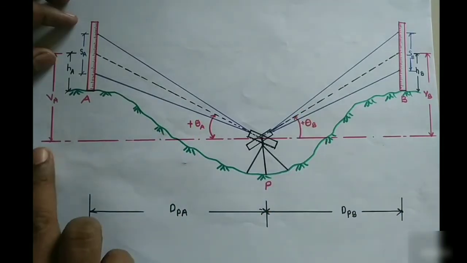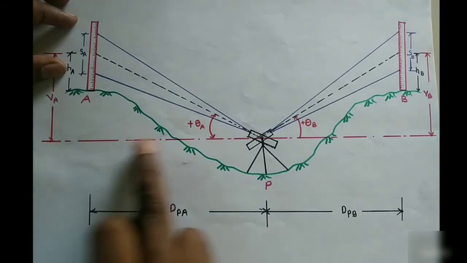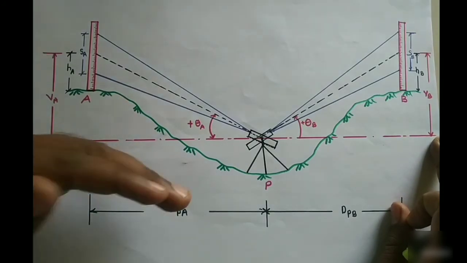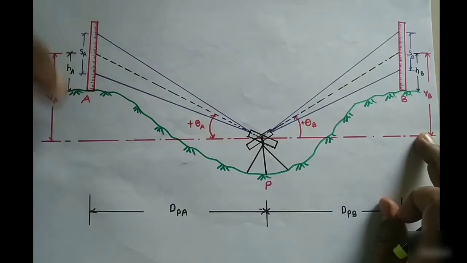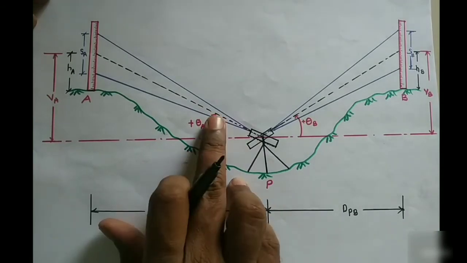So here this vertical and horizontal line in red color is the instrument axis. So what is the elevation? It is measured from the axis of the theodolite up to the central hair reading. So here I can make theta A, theta B.